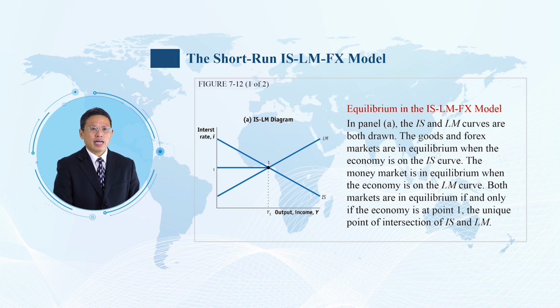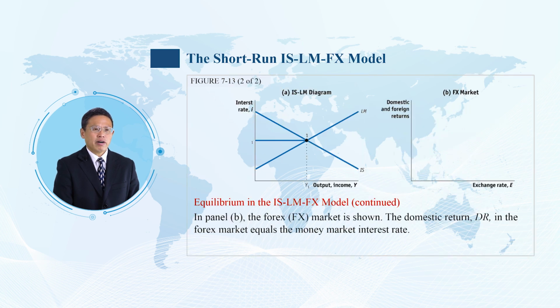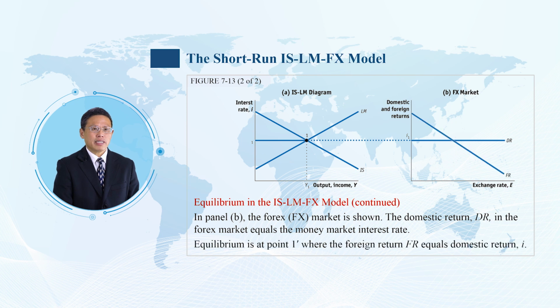In panel A, the IS and the LM curves are both drawn. The goods and the foreign exchange markets are in equilibrium when the economy is on the IS curve. The money market is in equilibrium when the economy is on the LM curve. Both markets are in equilibrium if and only if the economy is at point 1, the unique point of intersection of IS and LM. In panel B, the foreign exchange FX market is shown.